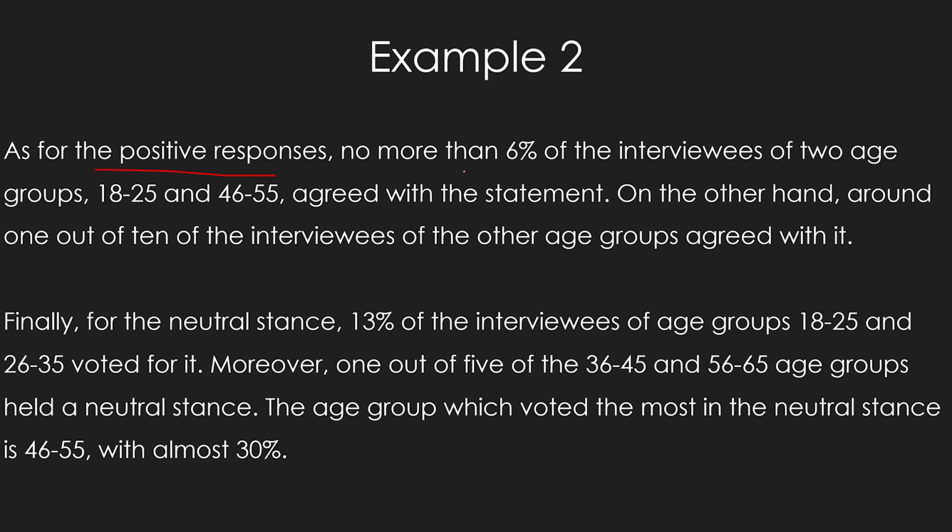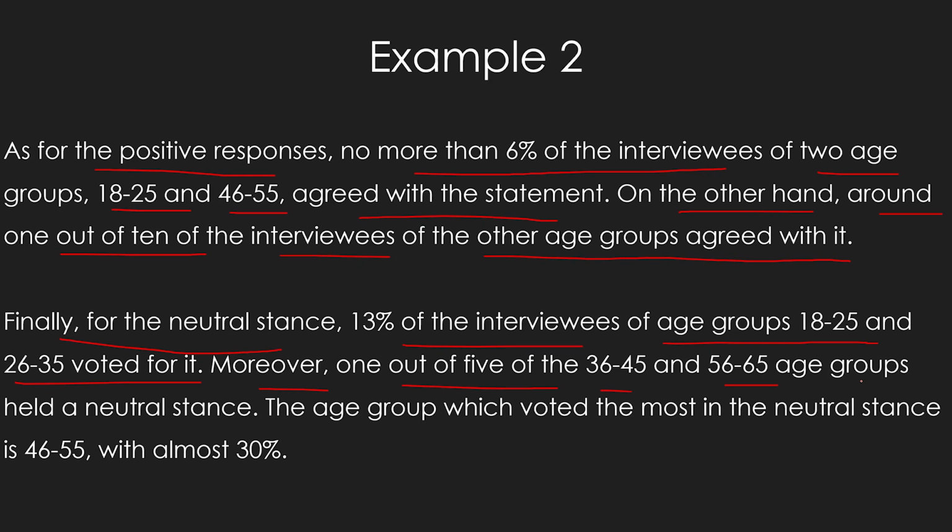For the positive responses, no more than 6% of the interviewees of two age groups, 18 to 25 and 46 to 55, agreed with the statement. On the other hand, around 1 out of 10 of the interviewees of the other age groups agreed with it. Finally, for the neutral stance, 13% of the interviewees of the age groups 18 to 25 and 26 to 35 voted for it. Moreover, 1 out of 5 of 36 to 45 and 56 to 65 age groups had a neutral stance. The age group which voted the most in the neutral stance is 46 to 45 with almost 30%.